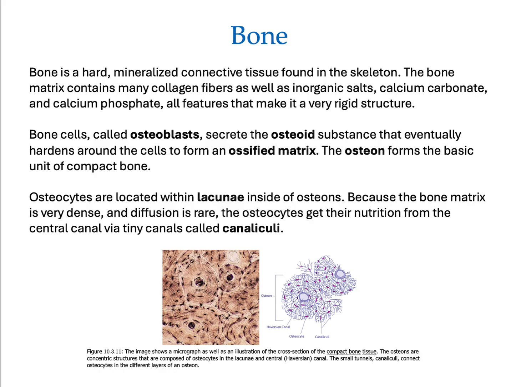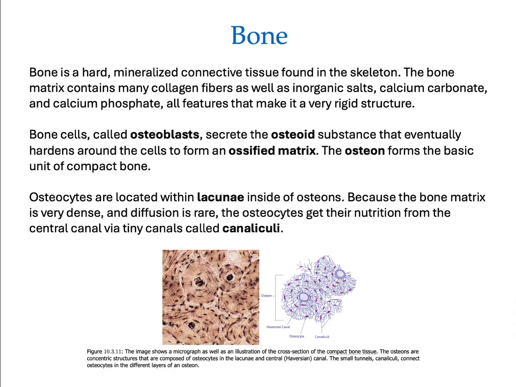Bone. Bone is a hard, mineralized connective tissue found in the skeleton. The bone matrix contains many collagen fibers as well as inorganic salts, calcium carbonate and calcium phosphate, all features that make it a very rigid structure. Bone cells called osteoblasts secrete the osteoid substance that eventually hardens around the cells to form an ossified matrix. The osteon forms the basic unit of compact bone.